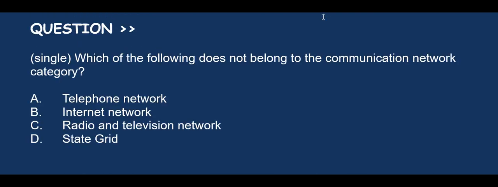Our next question is single choice. Which of the following does not belong to the communication network category? The options are: option A, telephone network. Option B, internet network. Option C, radio and television network. Option D, state grid. The correct answer is option D.